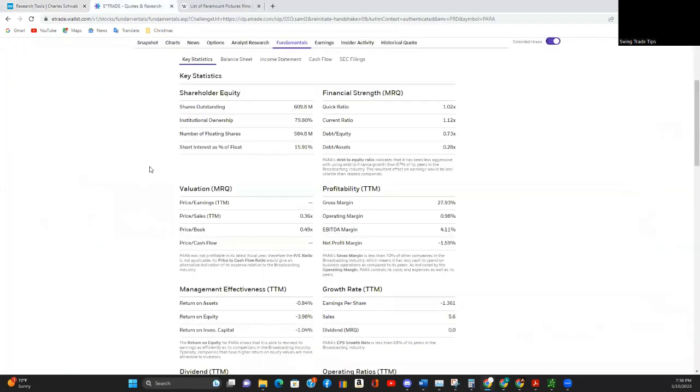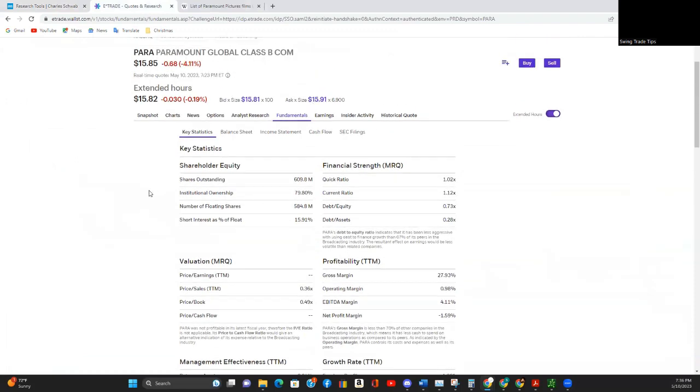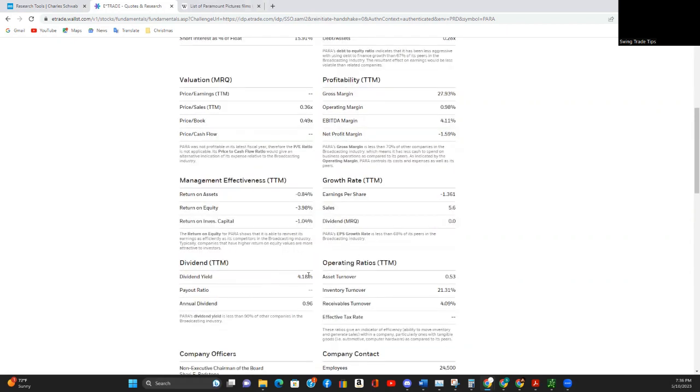And if we switch over to E-Trade here, we get a brief overview of the fundamentals of Paramount Global. There's not much to see here. It's kind of what you'd expect with something that just lost 35% of its share price in a week. The earnings were negative, so there's no PE ratio to look at. Management effectiveness here, the return on equity is negative. The dividend yield here is good as a percentage at 4.18%. Of course, in order to keep paying that dividend, they're going to have to go into debt. So that's never a good position to be in.